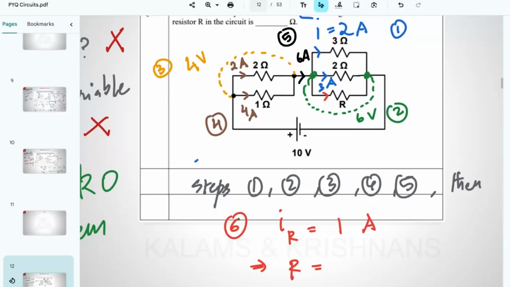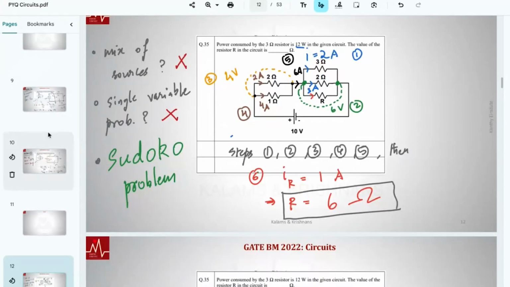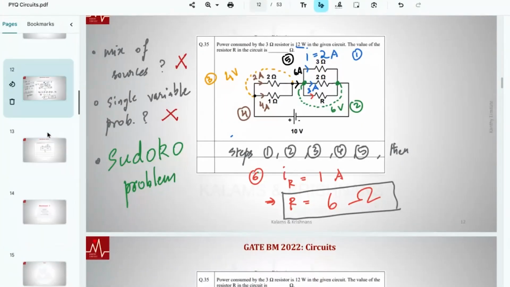So here, notice I haven't done a 1 or 2 page derivation. My known tricks: a simple resistance circuit. Is it a mix of sources? A single variable problem, no. Then a special case, say Sudoku: can I solve it just like that? Yes, this happens to be 6. Okay, so this is 330. 4 will likely give 430.